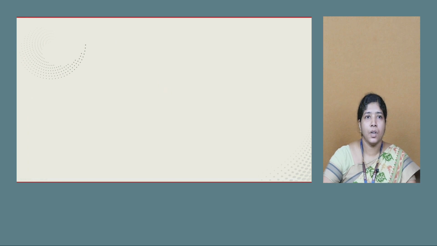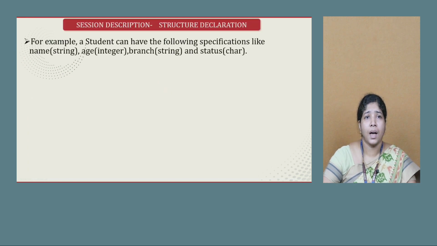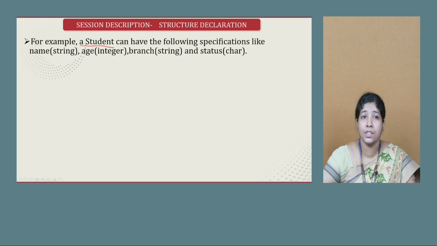Okay, we'll try to initialize the values after declaring. We'll see one example. A student can have the following specifications: name, which is a string; age, which is an integer; branch, which is a string; and status, which is a character. Here I'm taking status as a single letter, so I'm taking it as category char. So we will declare that. Now they have mentioned here something as student. Note that this is not the name of the structure; that is the tag name.